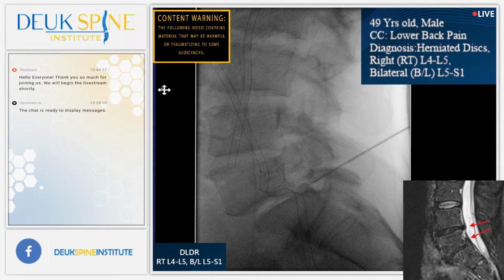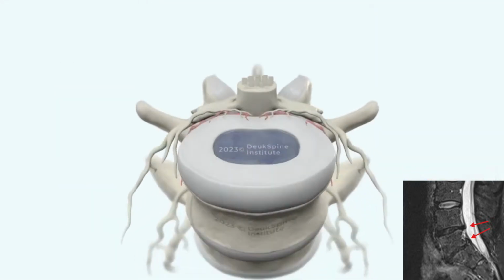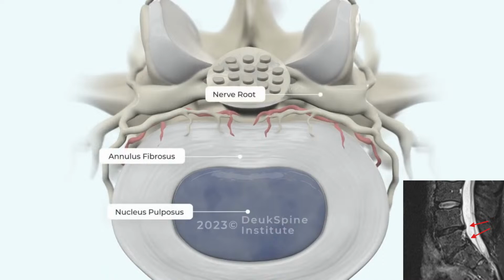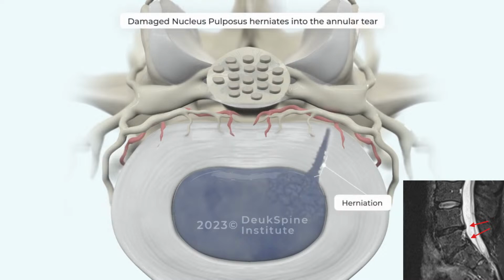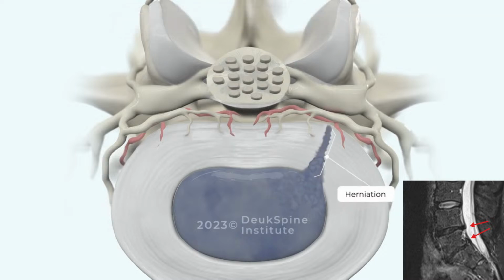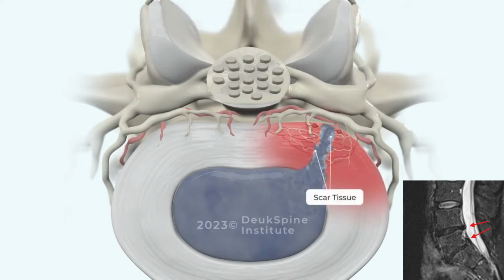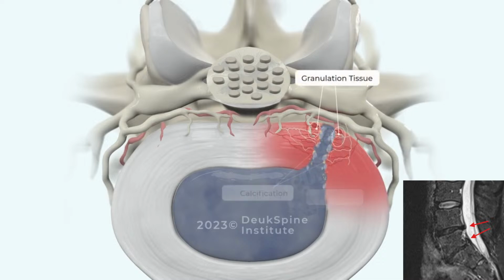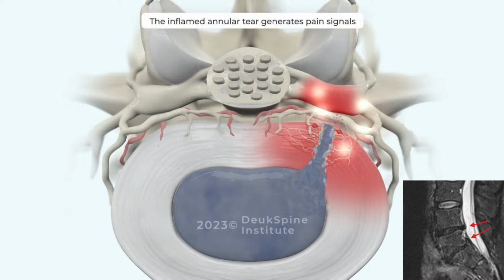Of course. Disc injuries start with an annular tear, damaged nucleus pulposus herniates into the annular tear. The herniation triggers an inflammatory response within the annular tear. The inflamed annular tear generates pain signals.